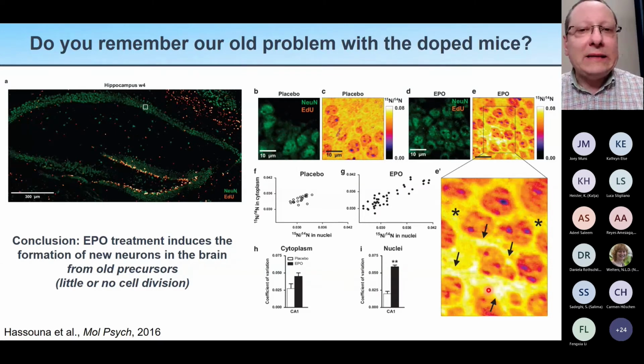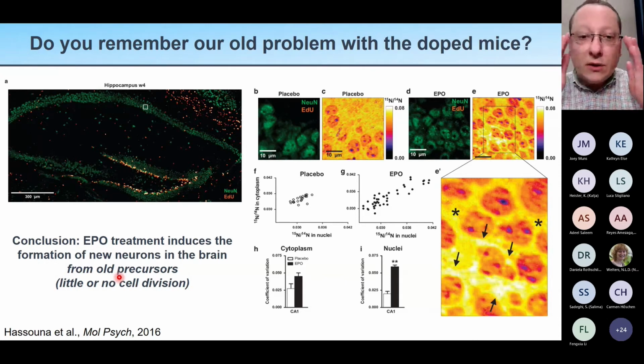That's why it doesn't look like it has divided or it has new DNA in there. This DNA dye doesn't pick it up, because this was not a new cell, it was an old one, but it turned into a neuron. It used to be a tiny little precursor cell, then we injected it and it turned into a neuron. So essentially erythropoietin induced the formation of neurons in the brain from old precursor without cell division.